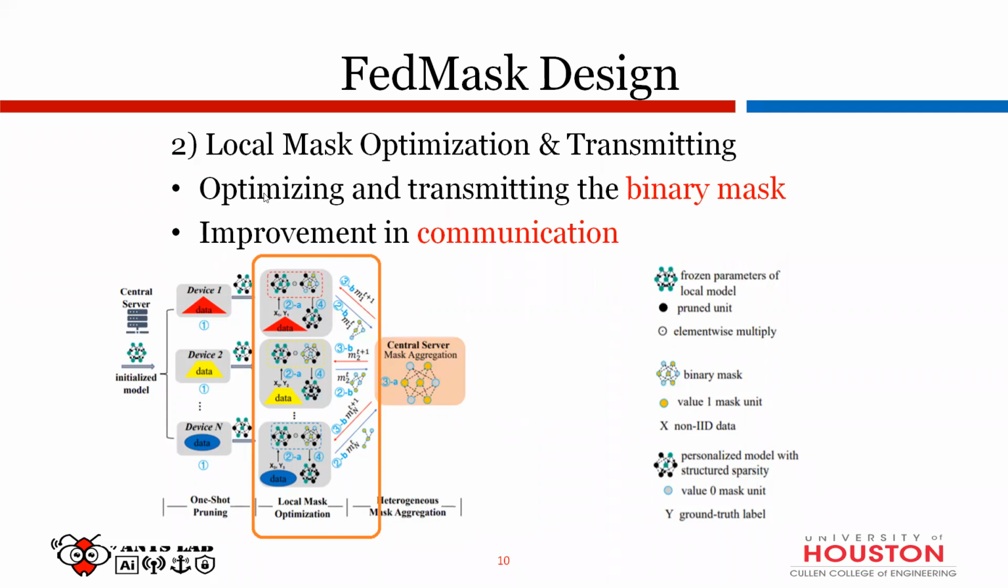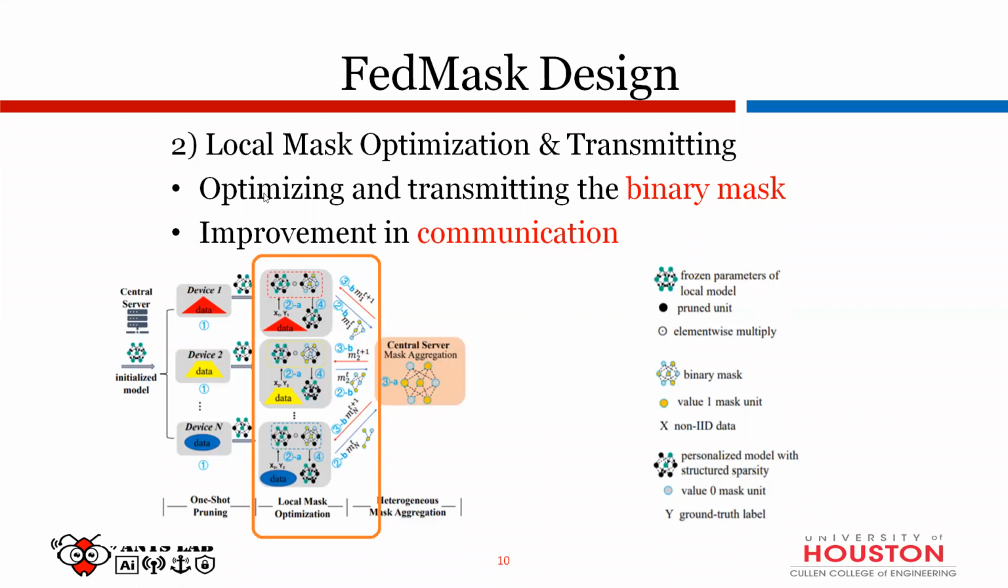Huai-an, let's say for one-shot pruning here, the devices 1, 2, 3 will prune different neurons, right? I think the black ones prune the unit neuron, right? Yes. And then each device will optimize their local mask in this step.